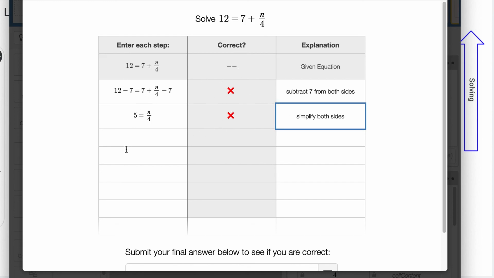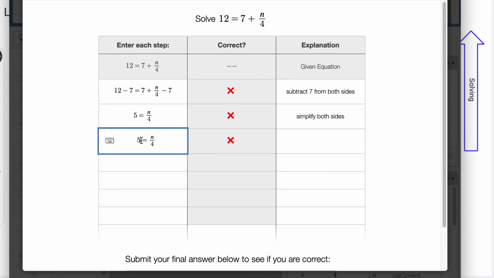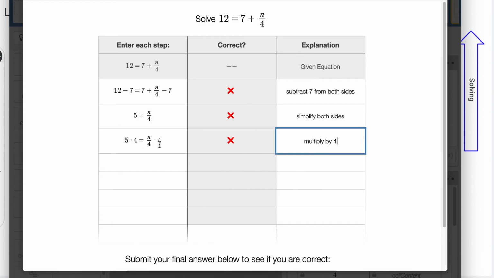Okay. Next step is to get rid of the divided by 4, and we're going to do that by multiplying by 4. So I'm going to multiply by 4 on the left, multiply by 4 on the right. So multiply by 4, because that's how we're going to get rid of this divided by 4. 5 times 4 is 20. These cancel. N equals 20 is the correct answer.